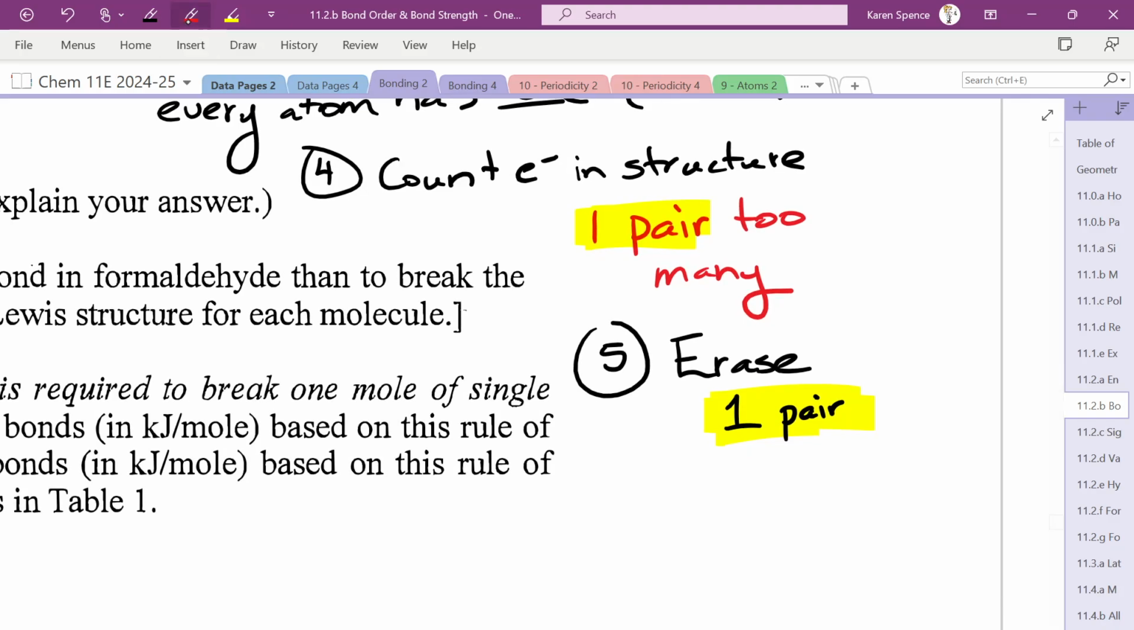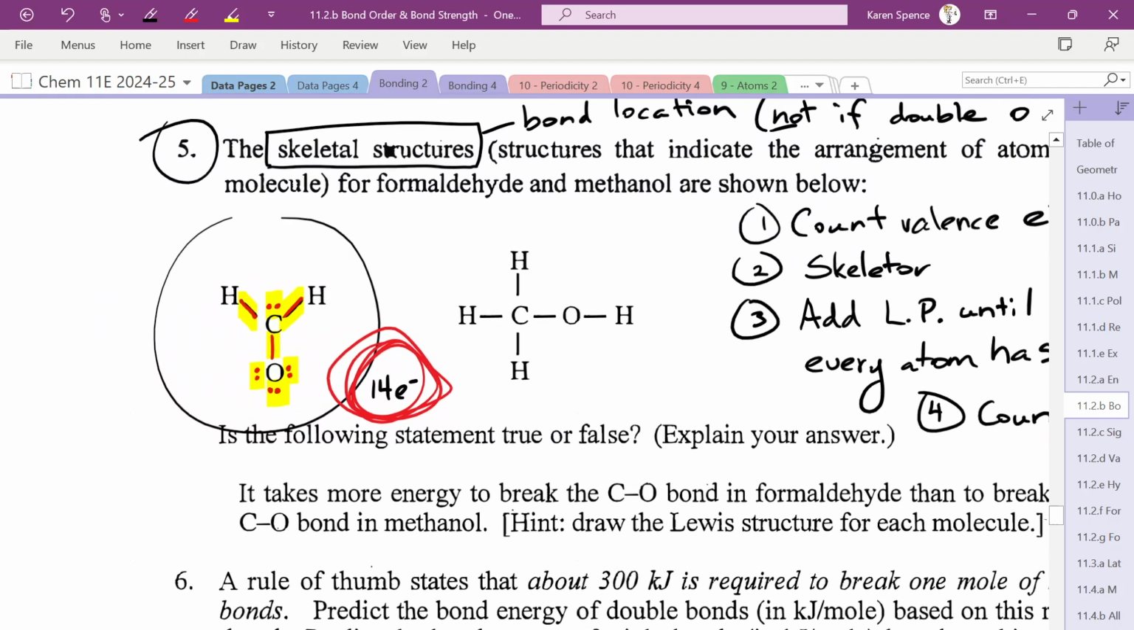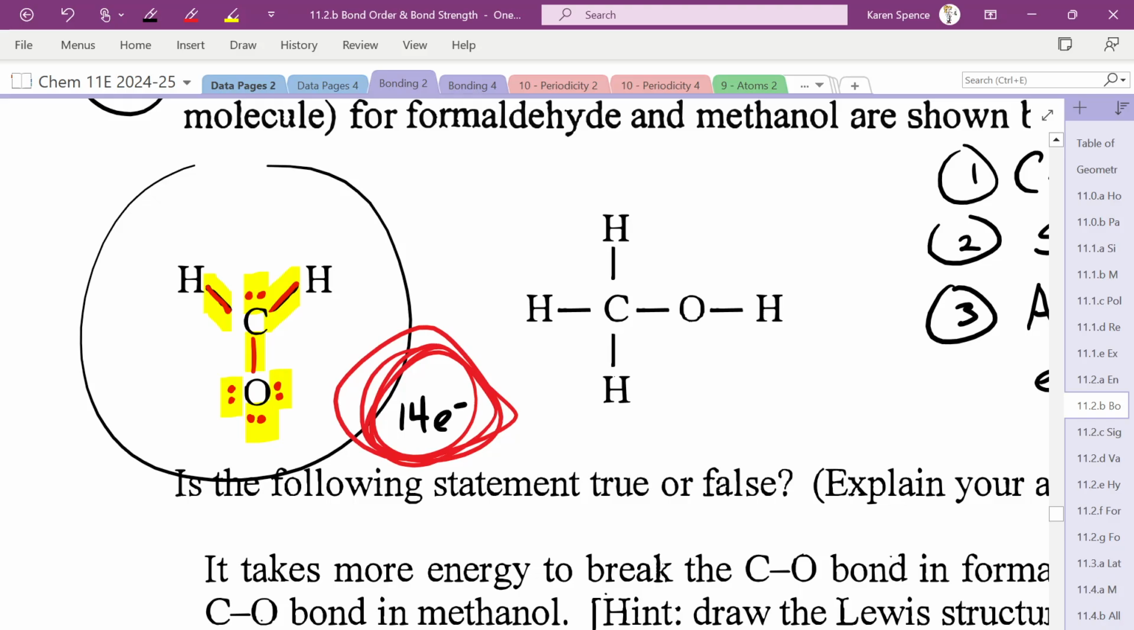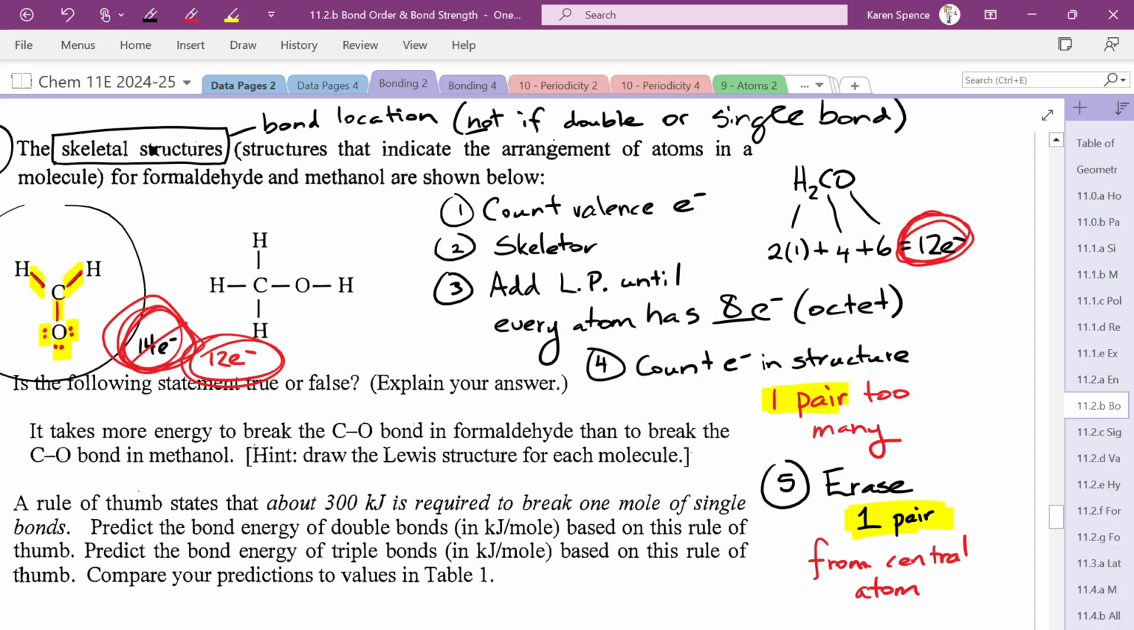Where do we erase them from? The central atom. Who is our central atom? Carbon. Okay, so here's our carbon. And we say, okay, I'm going to erase those electrons there. Now they're gone. Now I don't have 14 electrons, now I have 12 electrons. Am I good now for my number of electrons? 12 and 12, that's good.